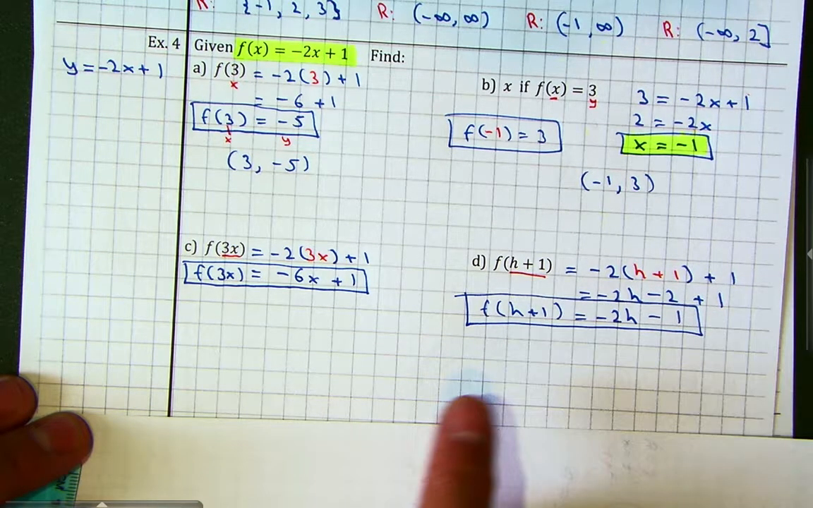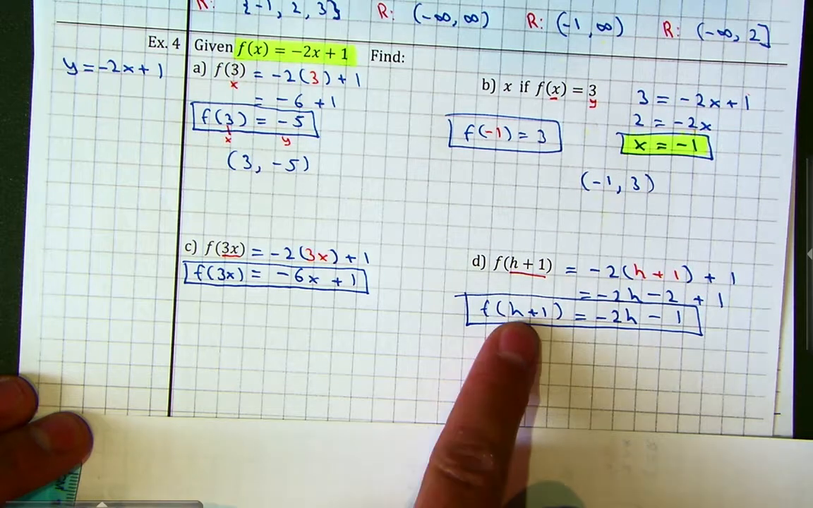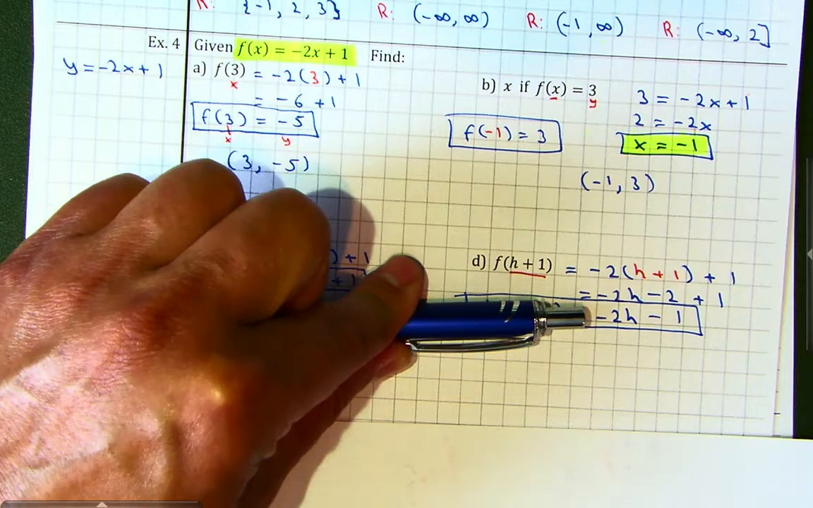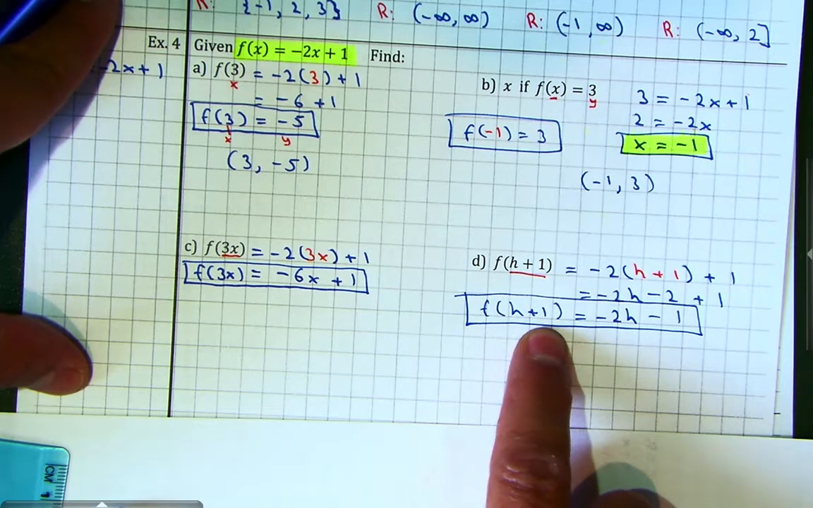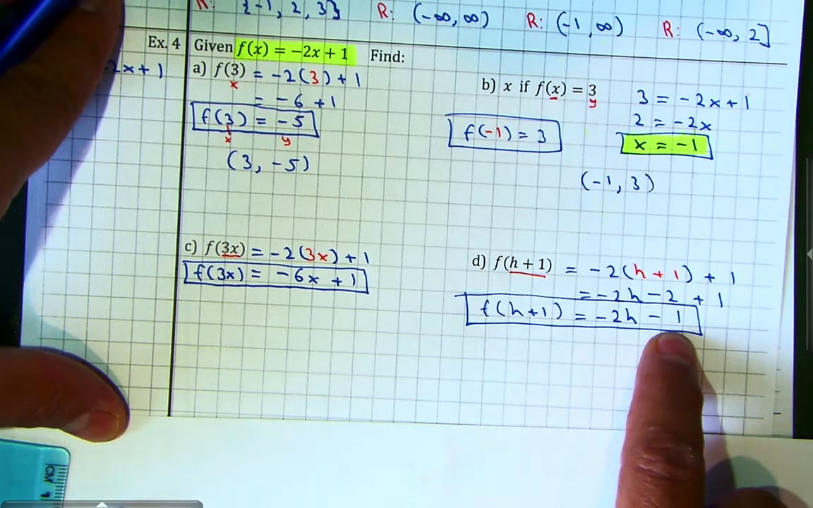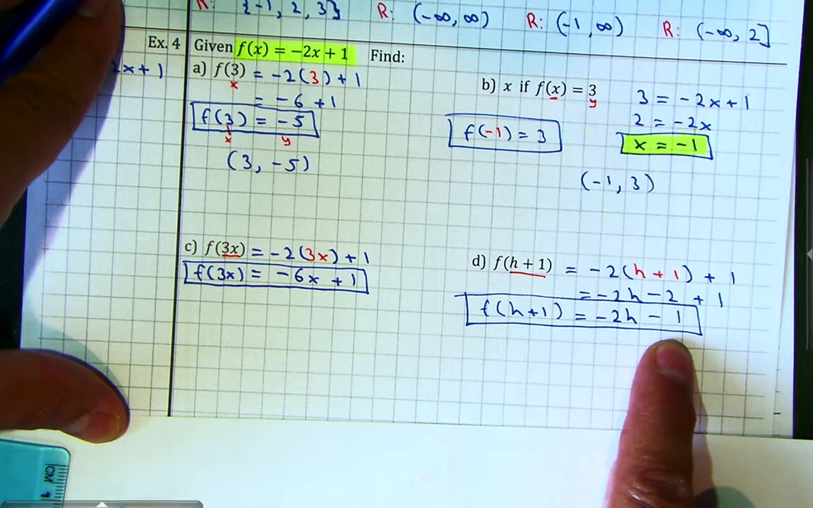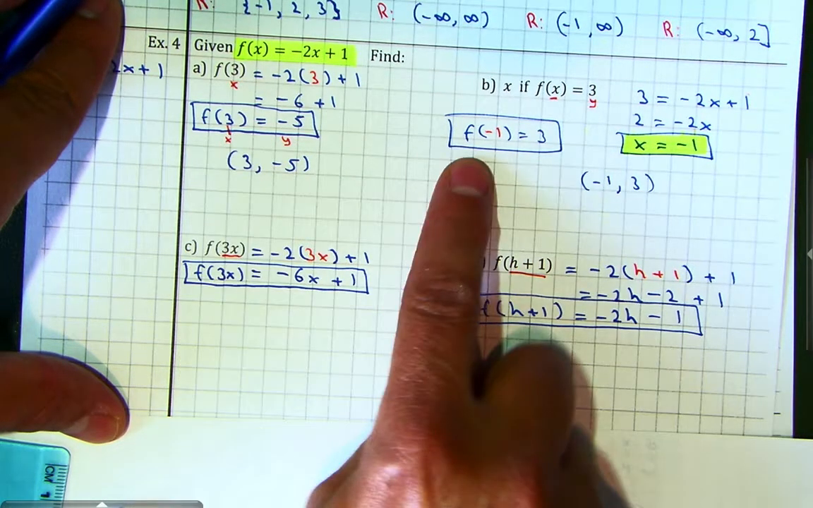Notice that on your homework, you want to make sure that you are writing your notation. So you cannot just give me this as your answer. You have to make sure that you write down your f of h plus 1 equals negative 2h minus 1. So I'm looking for the entire notation as part of your answer, in here, and even in here will be nice.